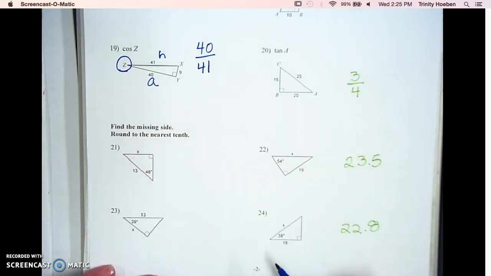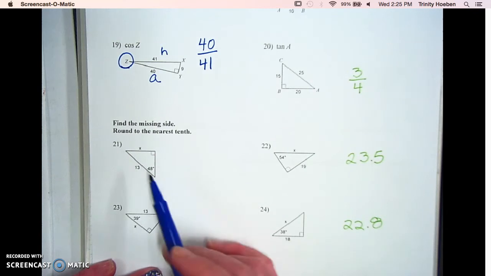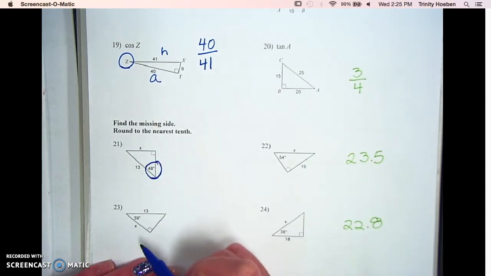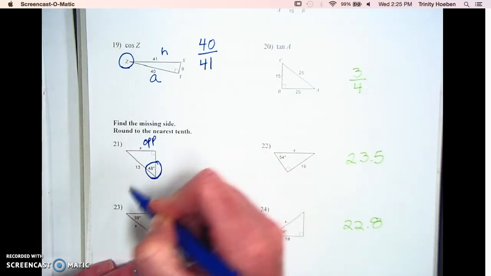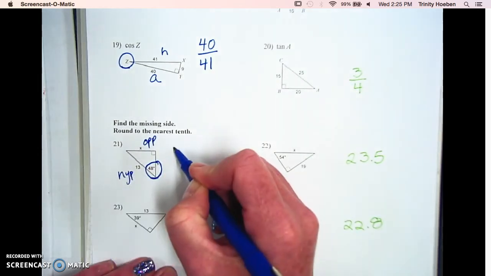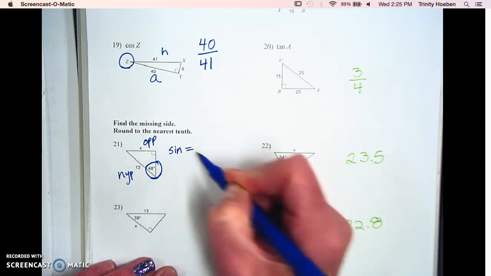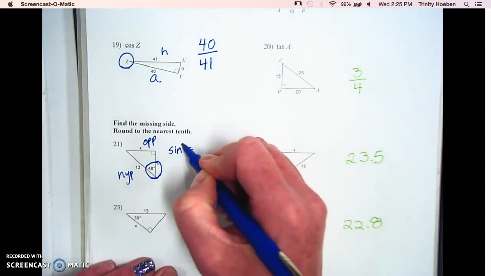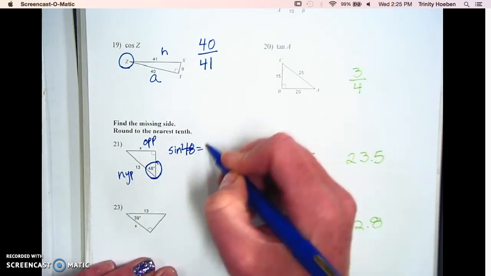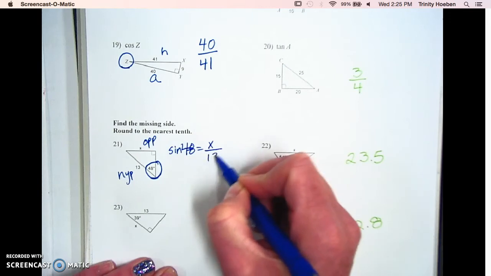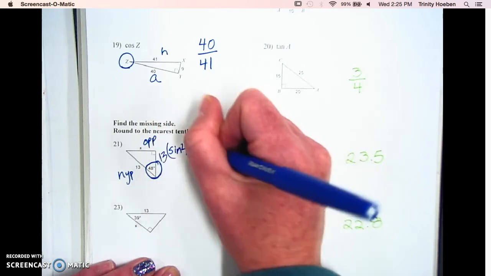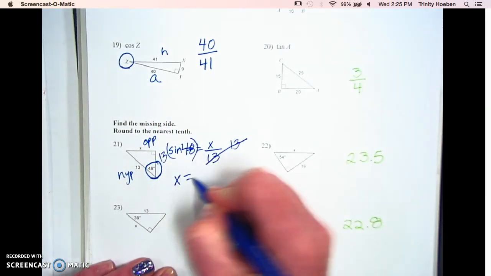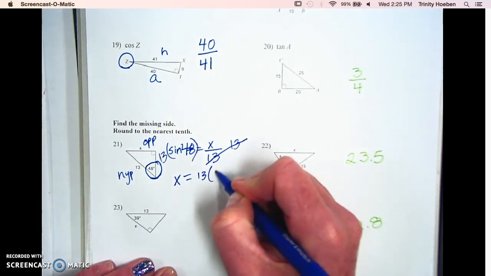And then 21 says find the missing side, round to the nearest tenth. So here's the angle measure given to you. From there, you need to figure out whether you need to use sine, cosine, or tangent. So the x side is the opposite, and the 13 is the hypotenuse. So you should use sine of the opposite, sine of 48 is equal to the opposite, which is x, over the hypotenuse, which is 13. And then in order to solve for x, you multiply both sides by 13. Here they cancel, and you have x is equal to 13 times the sine of 48.